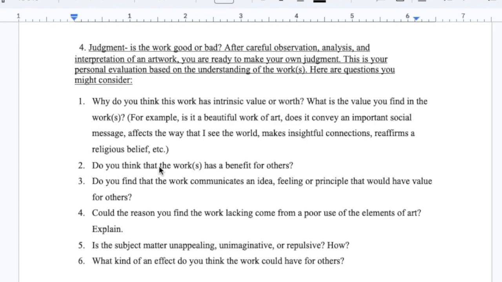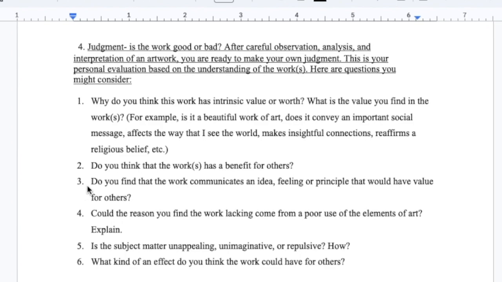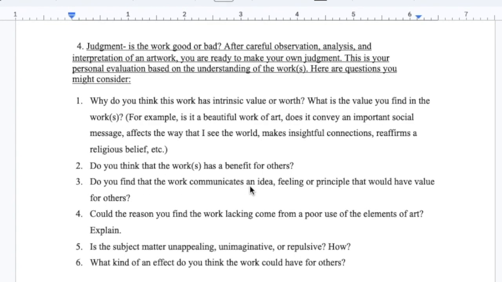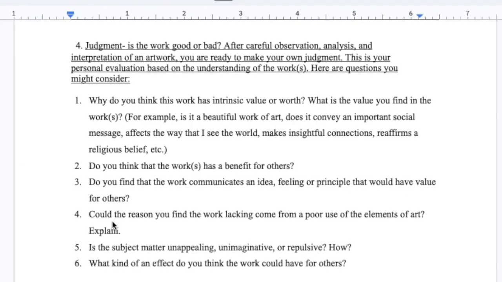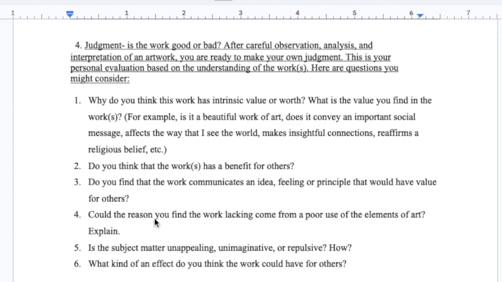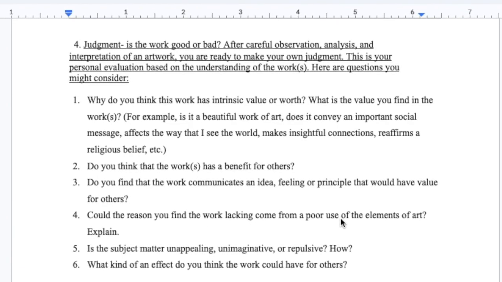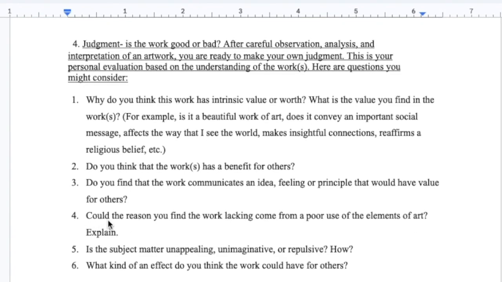Number two, do you think that the works has a benefit for others? Number three, do you find that the work communicates an idea, feeling, or principle that would have value for others? Number four, could the reason you find the work lacking come from a poor use of elements of art? Explain. So you would explain that.